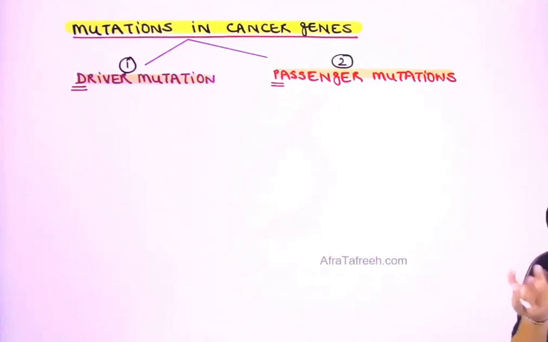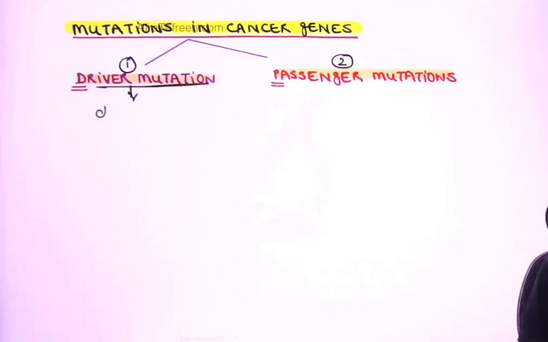Now just like our routine life, you see, when you are traveling in a bus, the main guy who is driving the bus, that's a driver. So similarly, the main mutation which is actually going to be responsible for causing development of the cancer, that is what is being given the name of a driver mutation. So driver mutation, as the name gives you a hint, D for driver, is directly responsible for causing the development of the cancer.